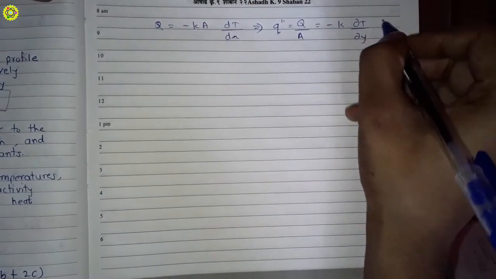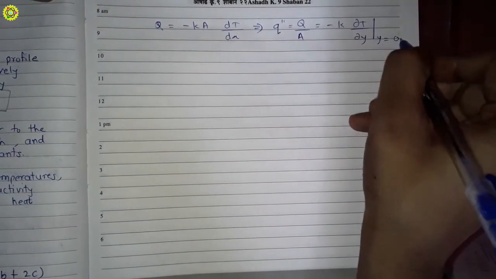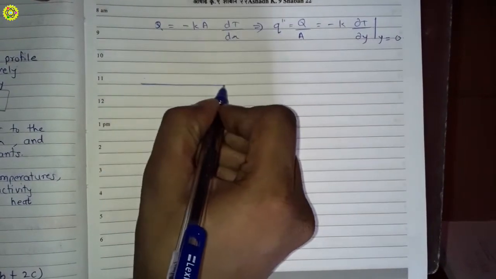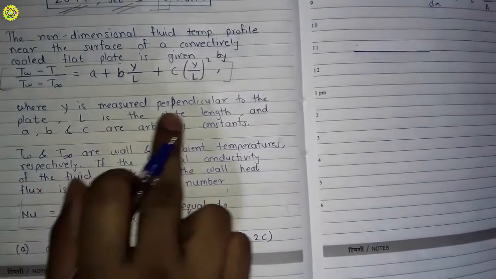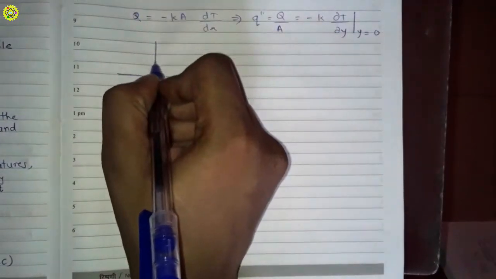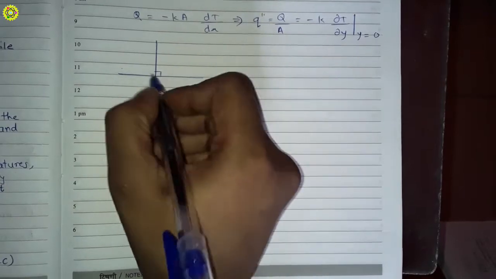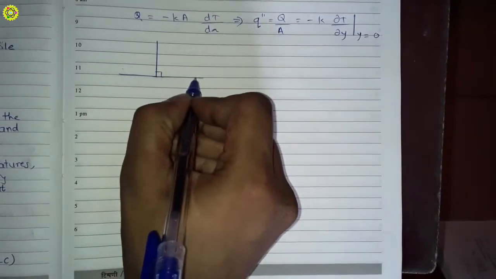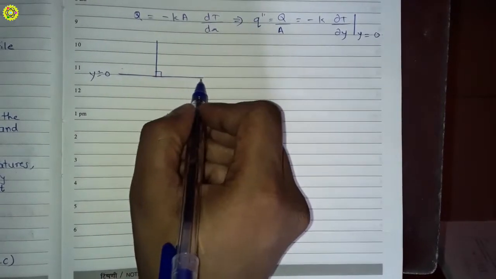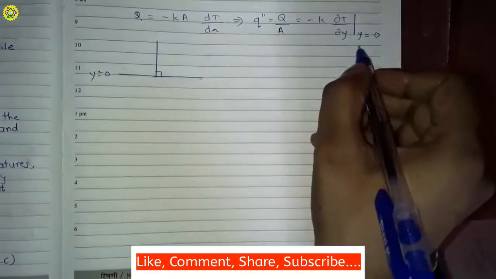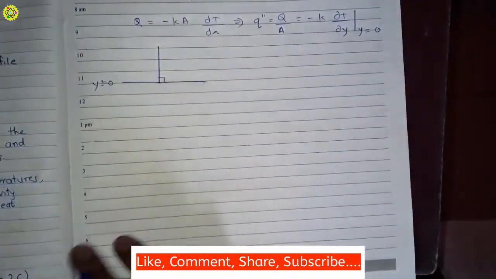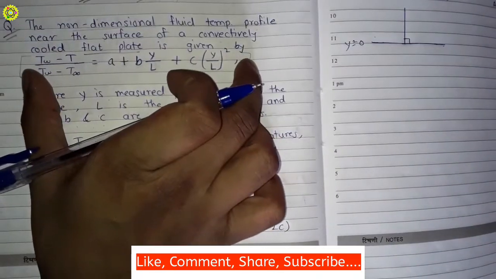Here we will consider y equal to 0, because suppose this is our plate, and in the question it is mentioned that y is measured perpendicular to the plate. Suppose this is our y, perpendicular, and we are considering y at the origin. So y is equal to 0 at the plate surface, as you can see.